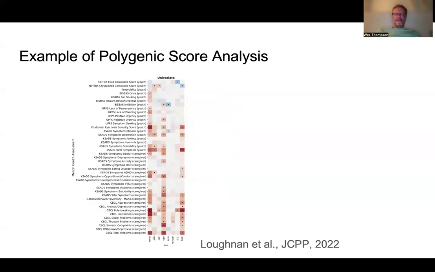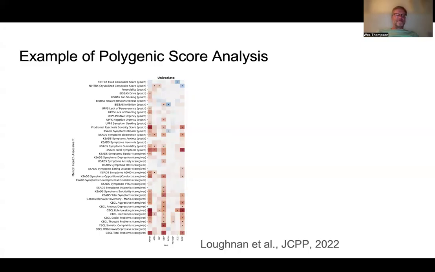So here's an example of a polygenic score analysis, also by Rob Lofnan. Here he had done polygenic scores, if you look across the bottom, for different mental health traits like ADHD, autism, bipolar disorder, depression, and so forth. And then he used those polygenic scores to associate with different phenotypic and behavioral traits that have been measured in ABCD, like the CBCL, KSADS, the UPPS, and the NIH toolbox. And you can see based on these heat plots that there are a lot of different significant associations.